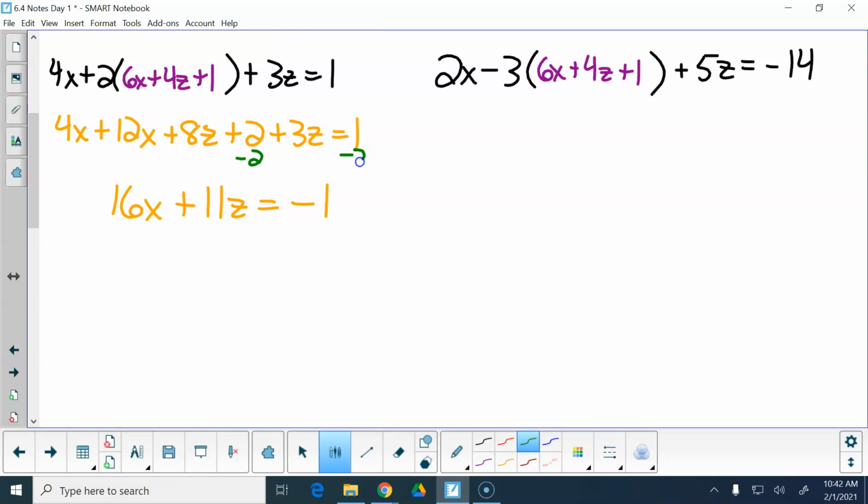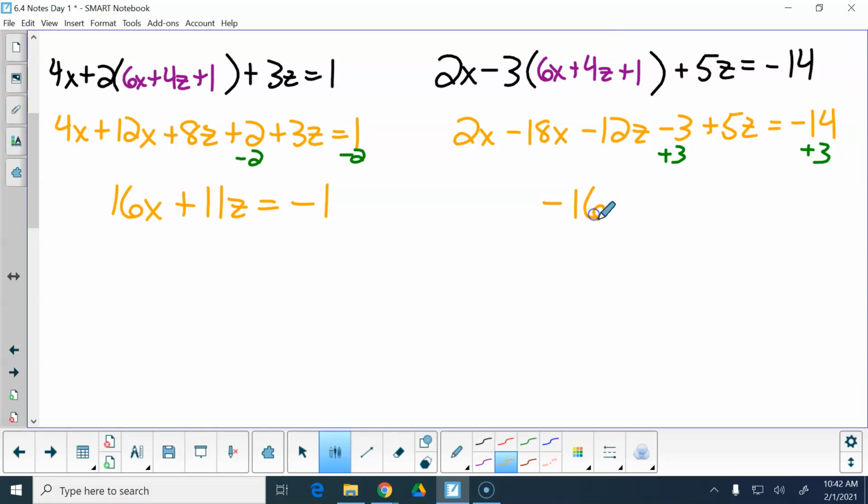The only thing we're going to move is the 2. 2x minus 18x minus 12z minus 3 plus 5z is -14. Add 3. -16x minus 7z equals -11.